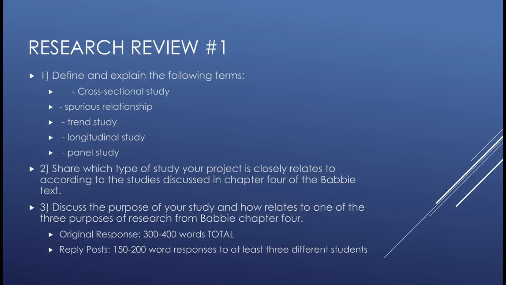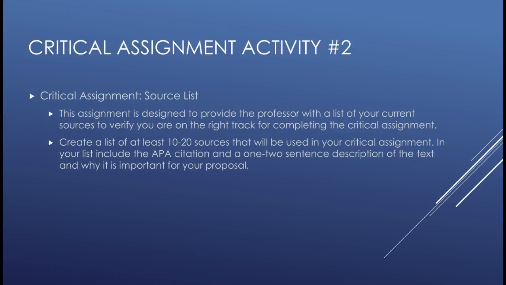due by Sunday. As we look at the critical assignment number 2, this week you will be constructing a source list. This will give me a good idea of what some of your sources are you plan on using in your research proposal and your critical assignment. So what you'll do is you're going to create a list of 10 to 20 sources that will be included in as APA citations, and then underneath that citation you're going to give me about a 1 to 2, maybe 3 sentence, not really more than that, description of the text and why it's important for your proposal.